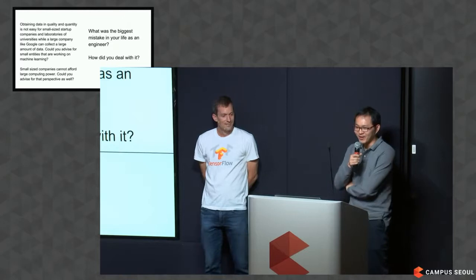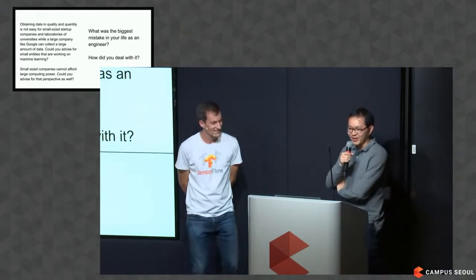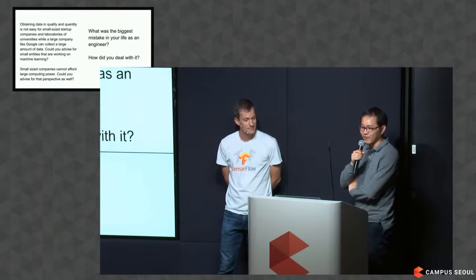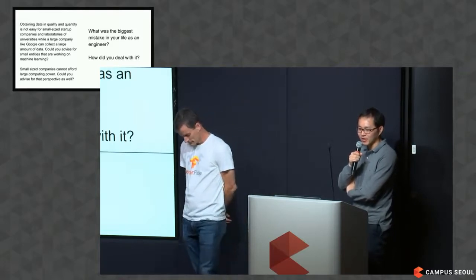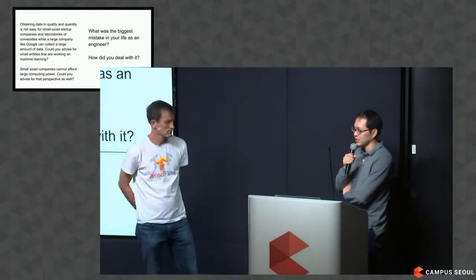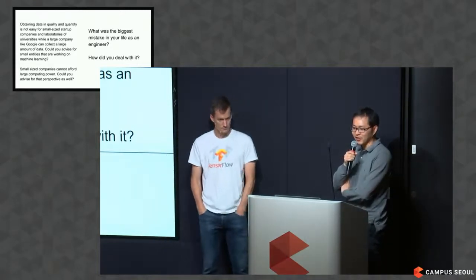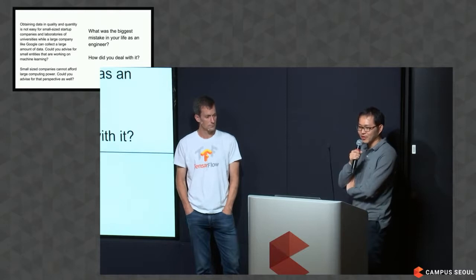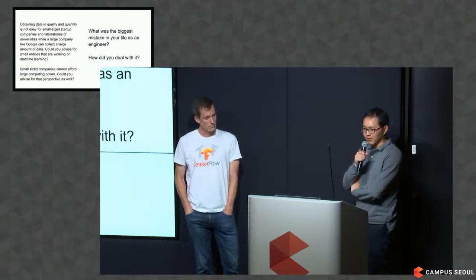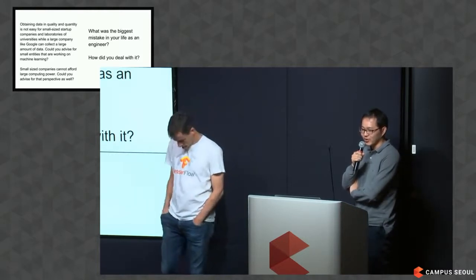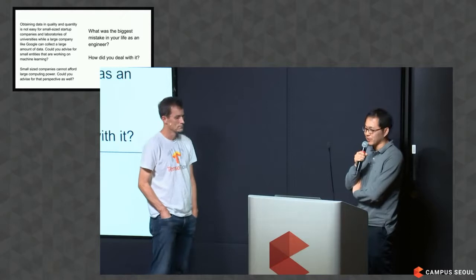Oh, this is a long question. Obtaining data in quality and quantity is not easy for small-sized startup companies and laboratories of a university, while a large company like Google can collect a large amount of data. So could you advise for small entities that are working on machine learning? Also, small-sized companies can't afford the large computing power. So could you advise from that perspective as well?